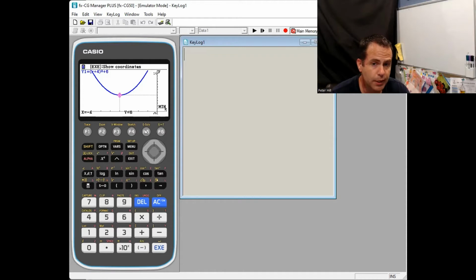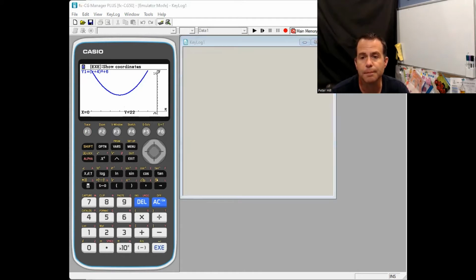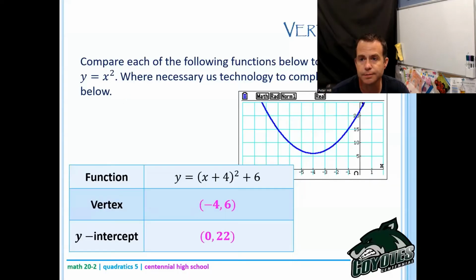And while we're here, just a reminder, the y-intercept, we can go G-solve y-intercept if you're a Casio and get 0, 22. If you're a TI, you would want to go trace 0, enter, and you would also get the 22. Okay, so now let's switch back to my PowerPoint, and we'll put all that information here.